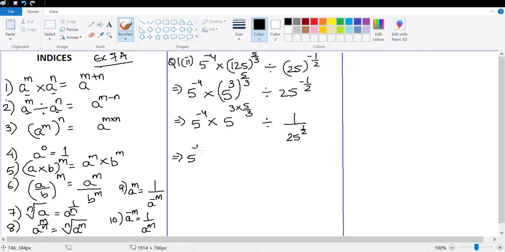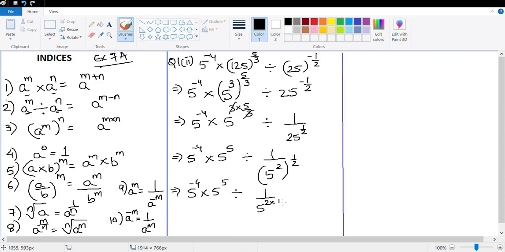This becomes 5 to the power negative 4 multiplied with 5, 3 gets cancelled, 5 to the power 5 divided by 1 upon 5 square. 25 can be written as 5 square and to the power half. This is 5 to the power negative 4 multiplied with 5 to the power 5 divided by 1 upon 5 to the power 2 into half. This gets cancelled. So this is 5 to the power negative 4 multiplied with 5 to the power 5 divided by 5 to the power negative 1. This is in the denominator.